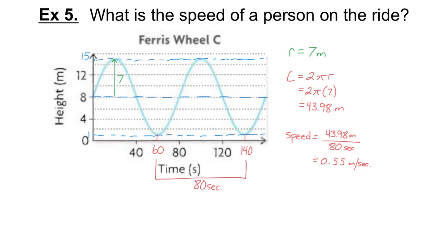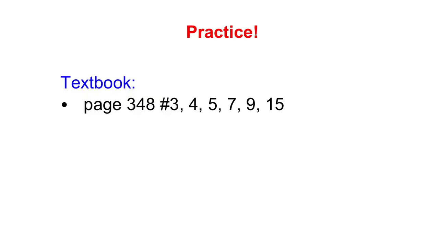So we take our distance, divide by time, and we get the speed, about 0.55 meters per second for Ferris wheel C. So I showed you a little bit how you can relate a graph to explaining a situation that's being described. And now it's just time to practice that.